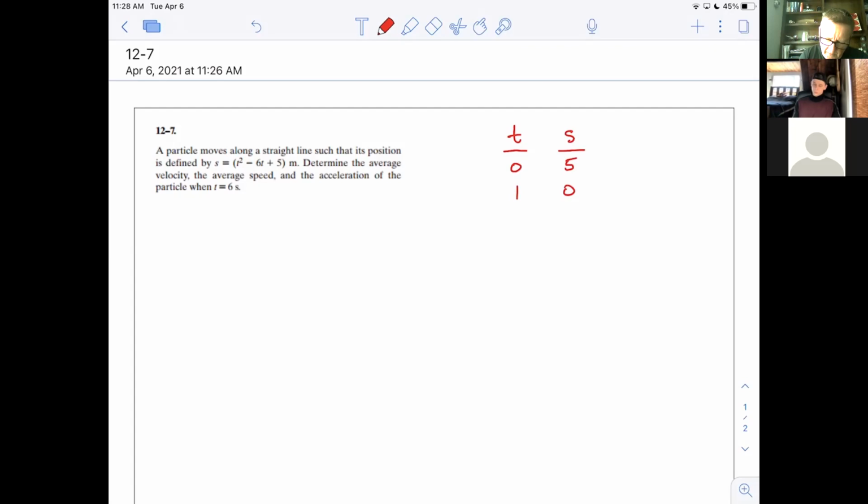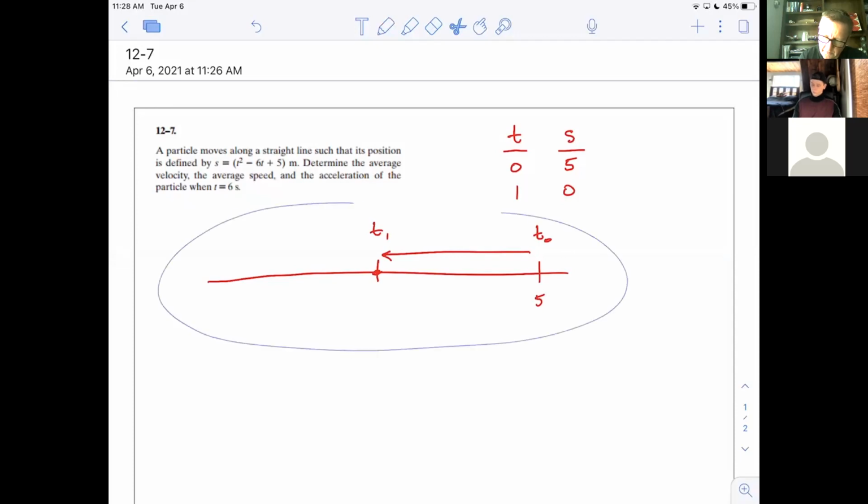So let's see, what is that saying? Out here at 5, it was here at time 0. And now it's here at time 1, right? Isn't that what it's saying? Just go slow. This is not complicated. It looks complicated if you try to cheat your way through this quickly, but it's not complicated if you just slow down a little bit and draw it out. This isn't hard.